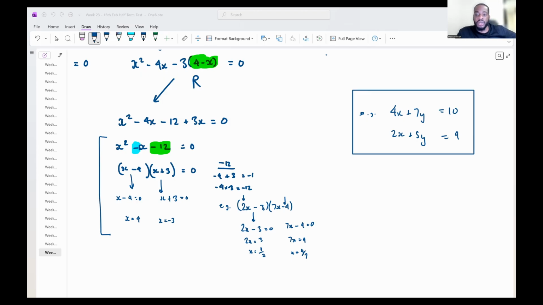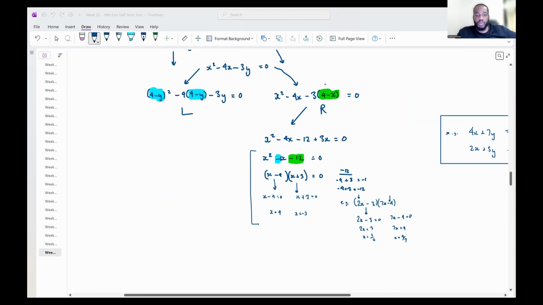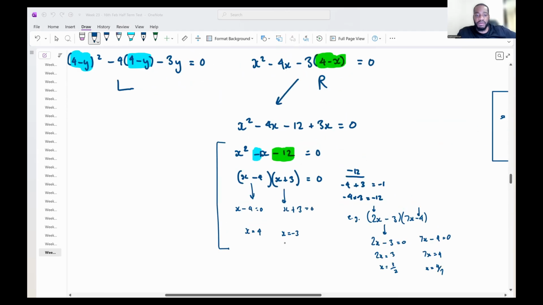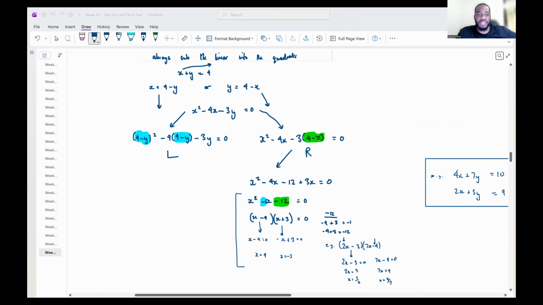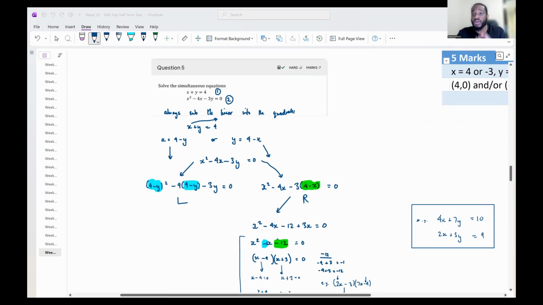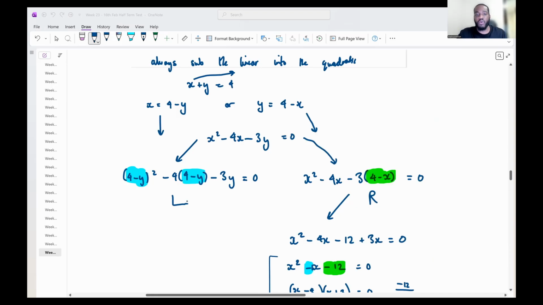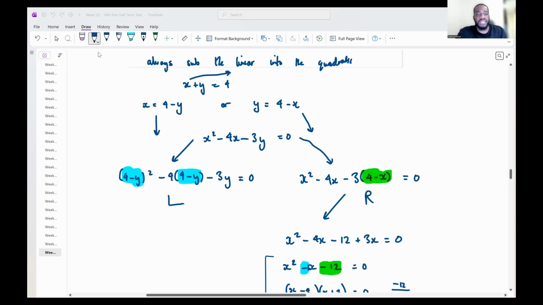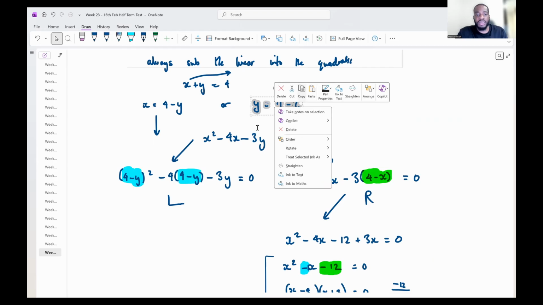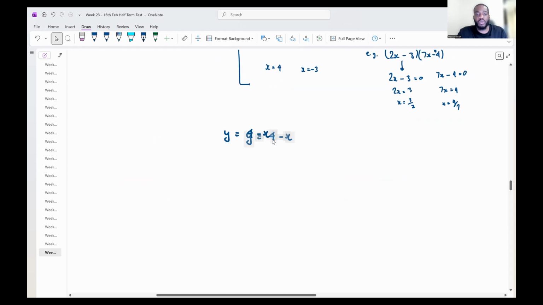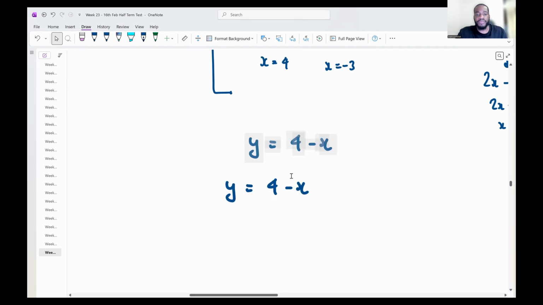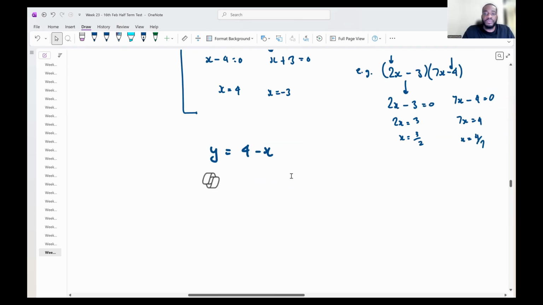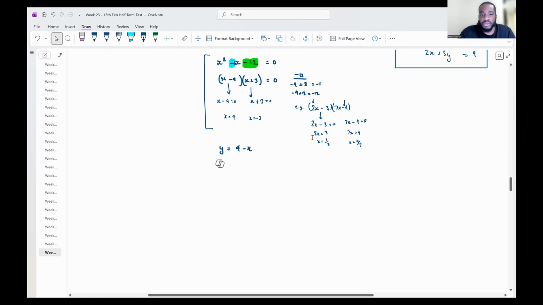Brilliant. So continuing, we found out what the values of x are. x equals 4, x equals minus 3. Remember, this is a simultaneous equation. So if there are values for x, there must be values for y. How do we get those values for y? Well, let's use our substitution. Remember, we used this side, which said that y is equal to 4 minus x. So all we're going to do now is plug in our values of x into this y to get the corresponding y coordinates, okay?